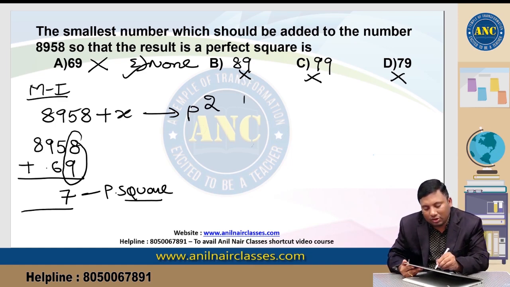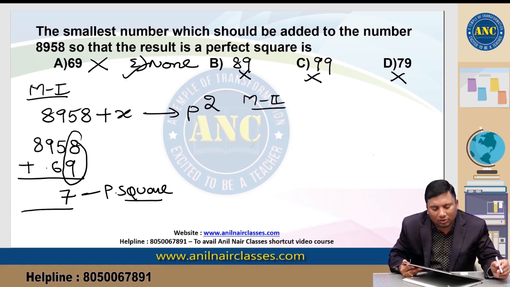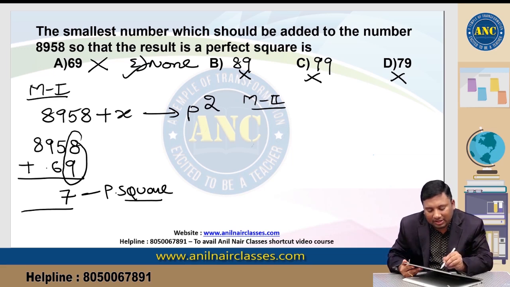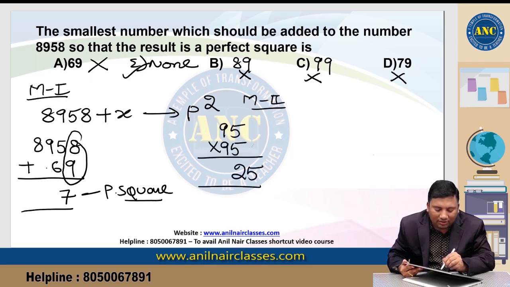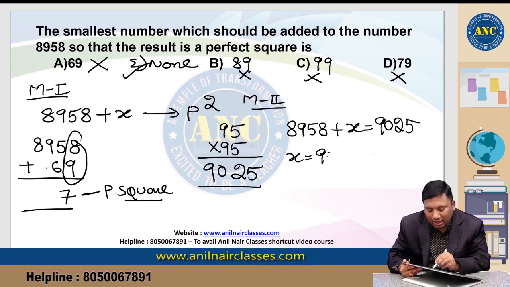Suppose, let us do what should be the number. 8,900 something. What is the perfect square that is just closer to 8958? Suppose it is 95 into 95. 5 5s are 25. Add 1. 10 9s are 90. So this is 9025. 9025 means how much should be added? 8958 plus x is nothing but 9025. So x is nothing but 9025 minus 8958.